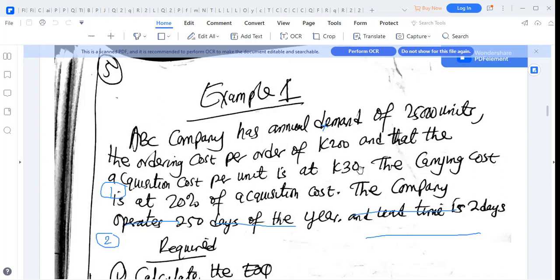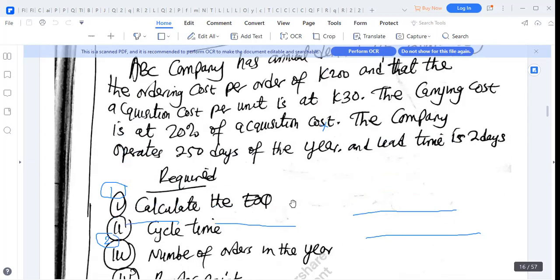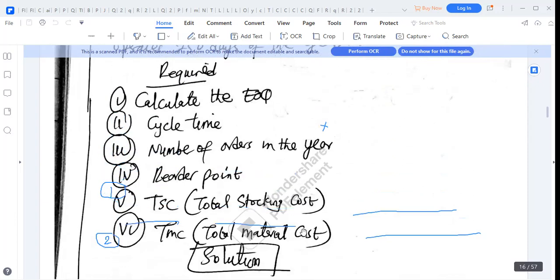So ABC company has annual demand of 25,000 units. The ordering cost per order of 200, and the acquisition cost per unit is at 30 kwacha. The carrying cost is at 20% of acquisition cost. The company operates 250 days of the year. Lead time is 2 days. Required, calculate the EOQ, which is economic order quantity, and then also the cycle time, and the number of orders in the year, then the order point, then the total stocking cost and the total material cost.